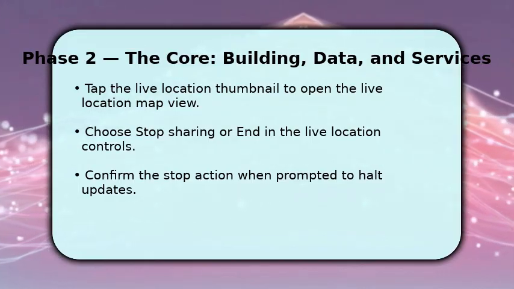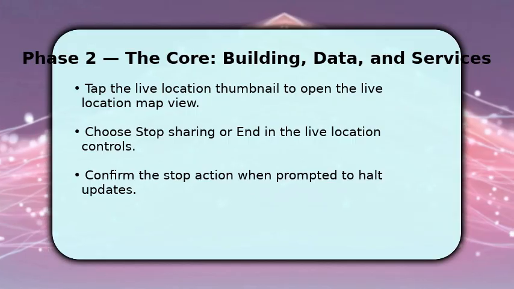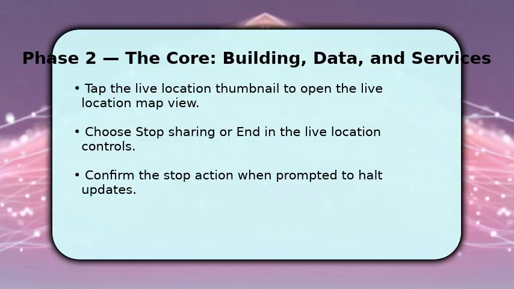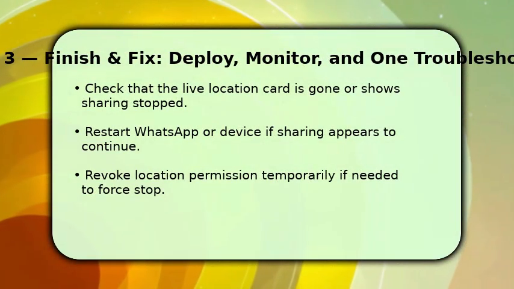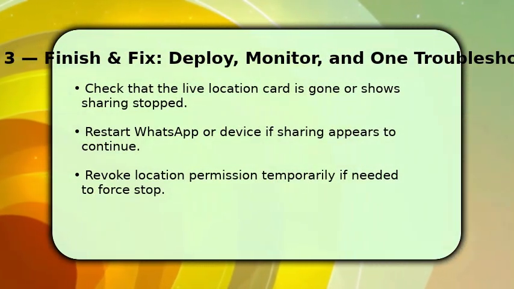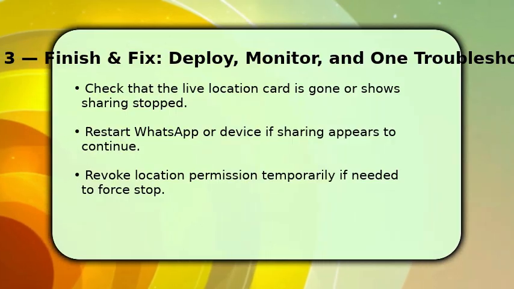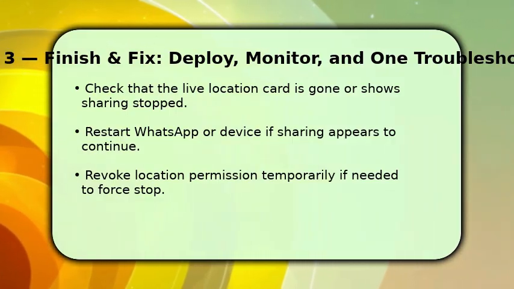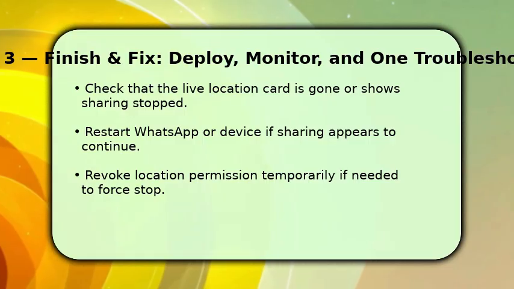After stopping, verify by returning to the chat. The live location card should be gone or clearly marked as stopped. If updates still appear, force close and reopen WhatsApp or restart your phone to refresh background services. This usually resolves lingering broadcasts.